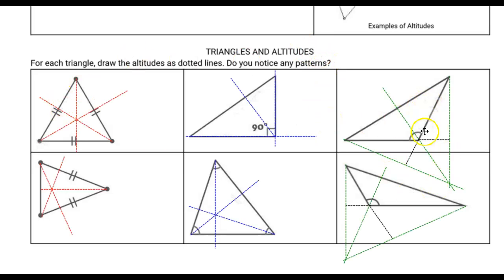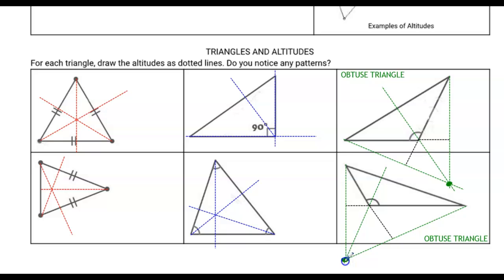Let's take a look first at the green lines. Notice that both of these triangles are so-called obtuse triangles. We call them obtuse because there's one angle in them that is larger than 90 degrees but less than 180 degrees. And in both of these obtuse triangles, you can see that the altitudes intersect outside the triangle all in one central point.